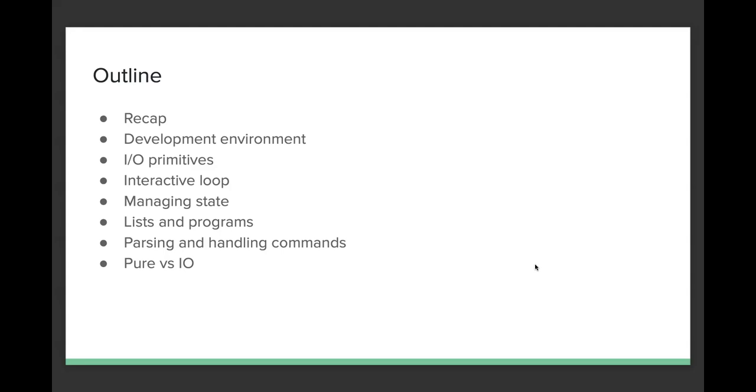So first, I'm going to briefly mention the development environment. Then we're going to talk about input-output primitives, how you basically write hello world in Haskell. We're going to discuss how that actually is interpreted. And then we're going to proceed to building a very small application using input-output. We're going to discuss how to do this interactive loop, how to manage state, how to do a list of actions, et cetera.